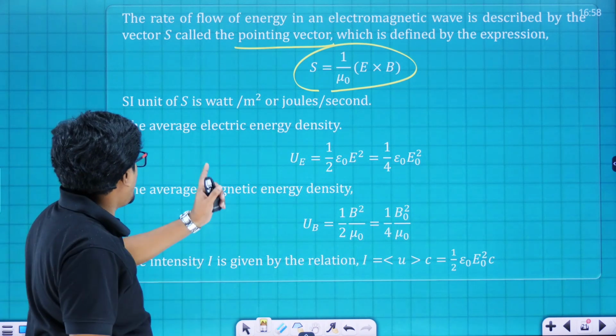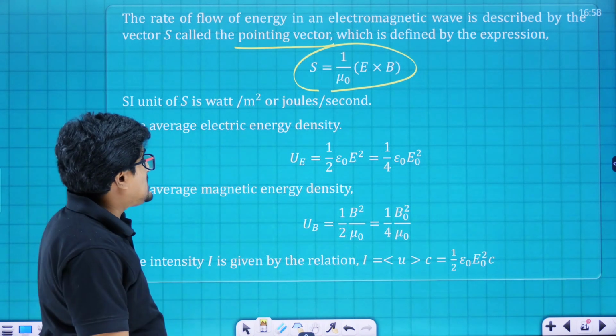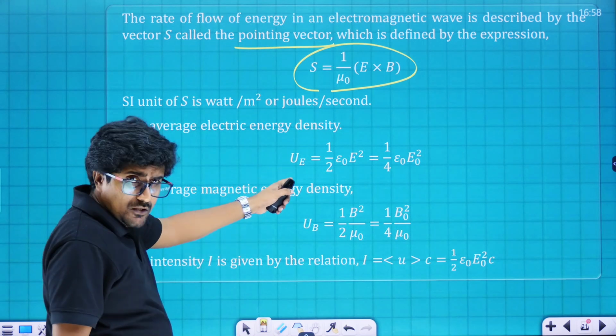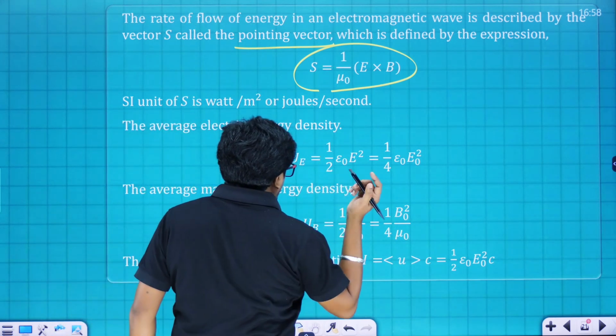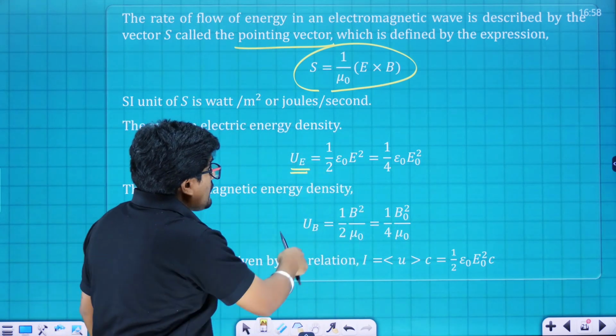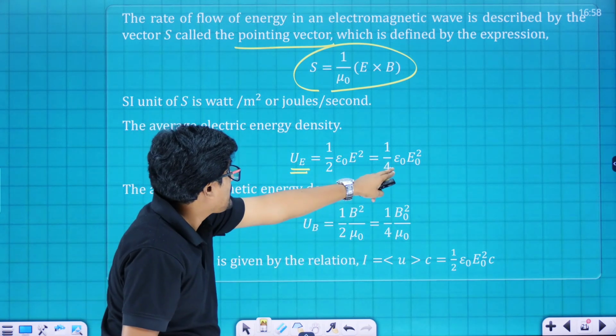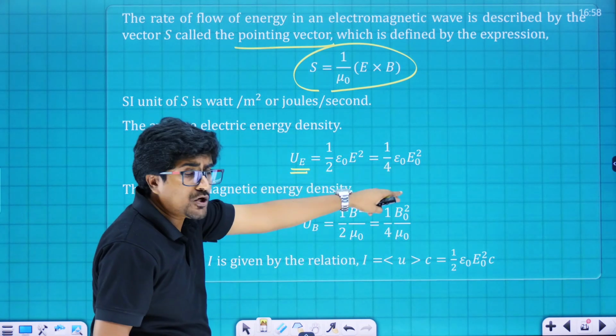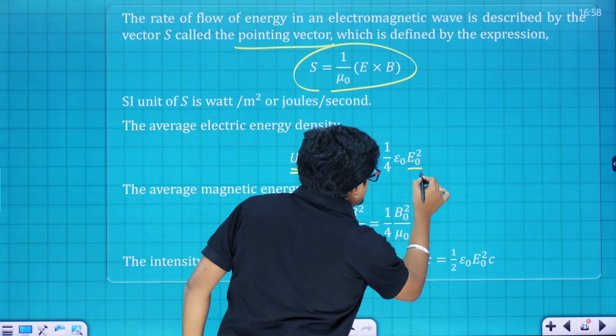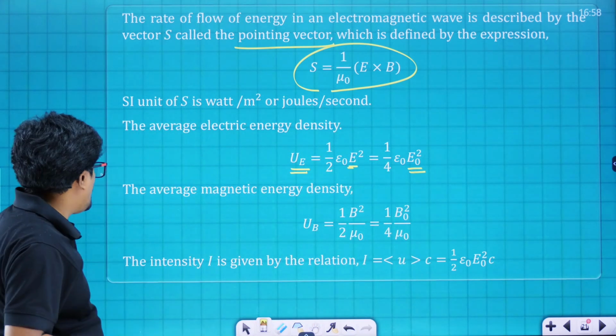Next one is the energy density. Energy density is basically half of epsilon naught into E square, and here it is 1 by 4 times epsilon naught into E naught square. So here this is the average value, and here this is the maximum value. So please don't forget that.